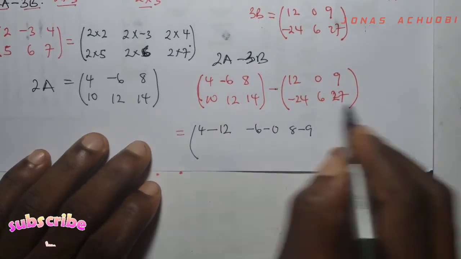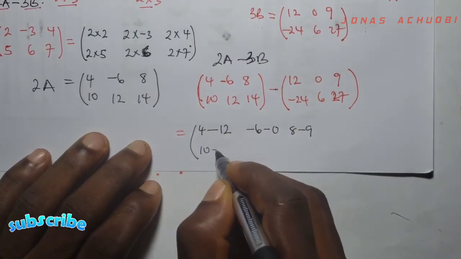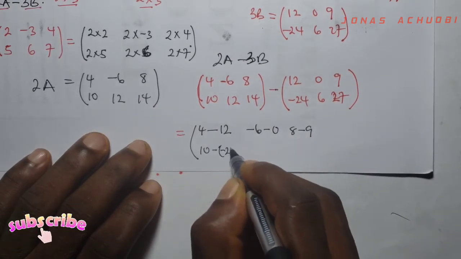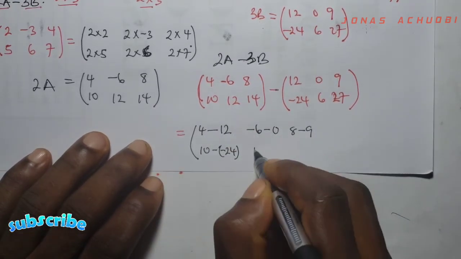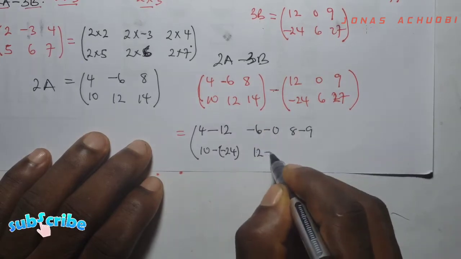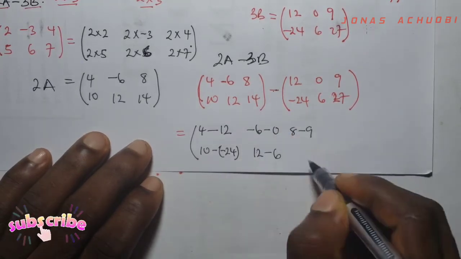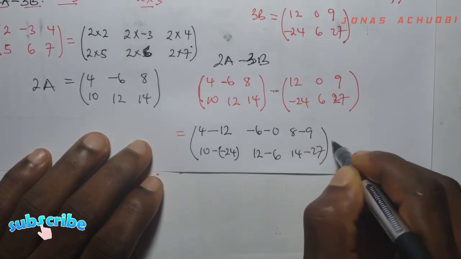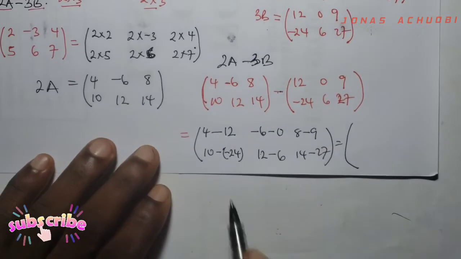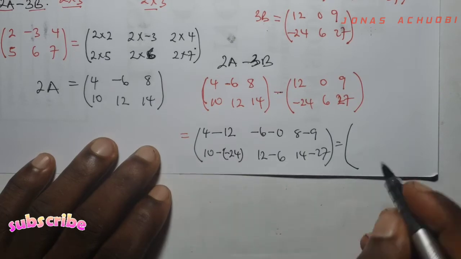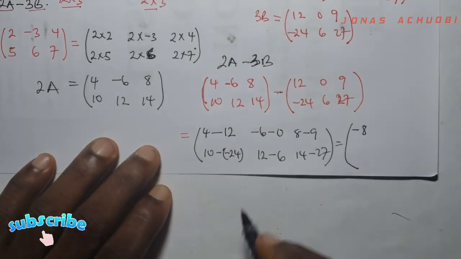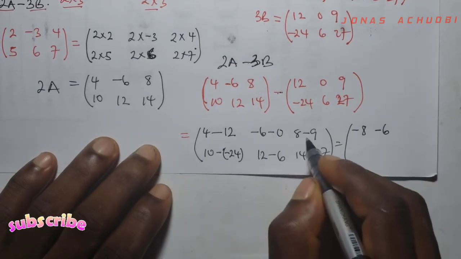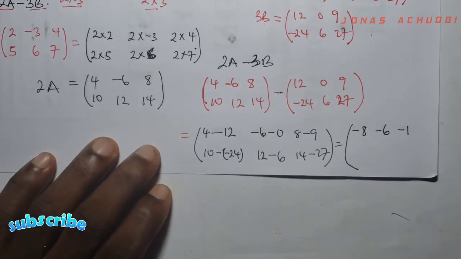Corresponding entries. The second row, 10 minus 24. Then 12 minus 6. And finally 14 minus 27. So what will that be? That gives us 4 minus 12 is negative 8. Negative 6 minus 0 is negative 6. 8 minus 9 is minus 1.